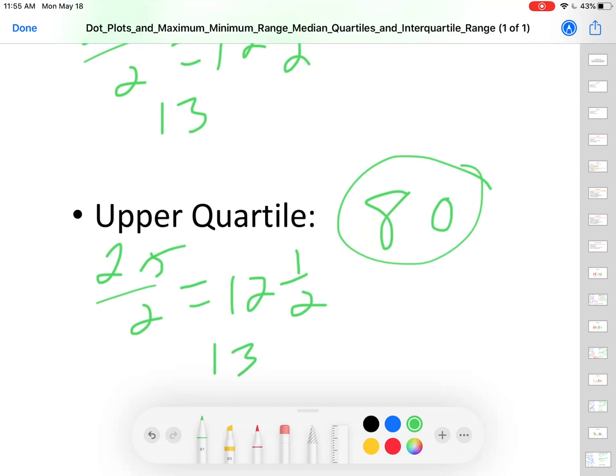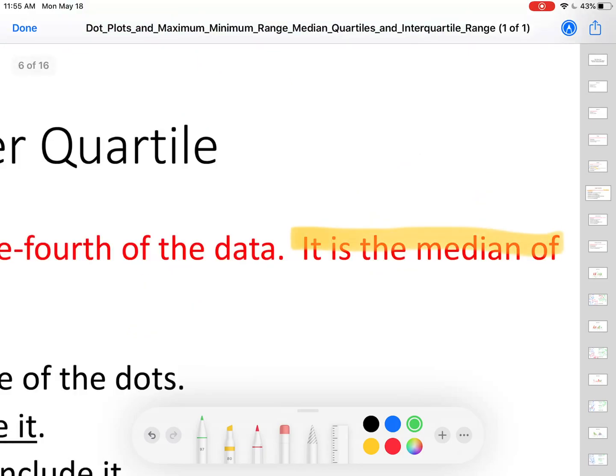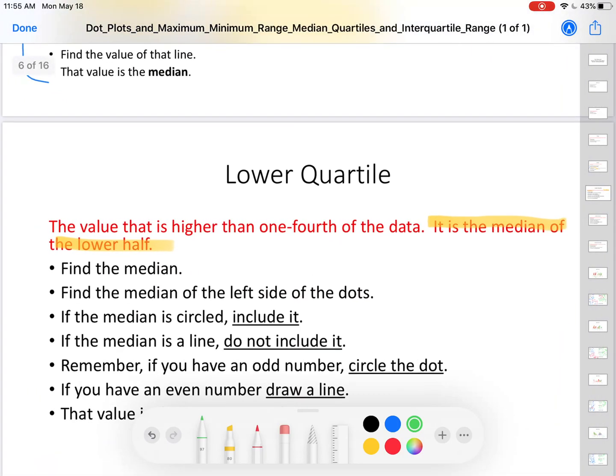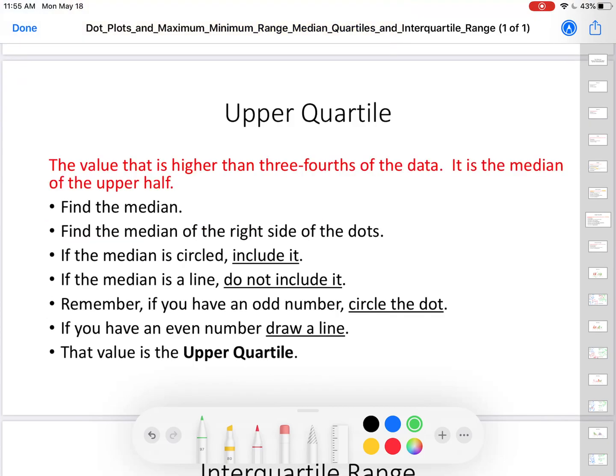And that's how you find the lower quartile. That's how you find the upper quartile. Again, if you want to ask any questions, please do so.